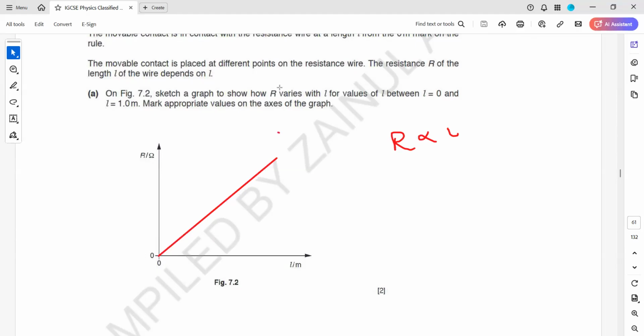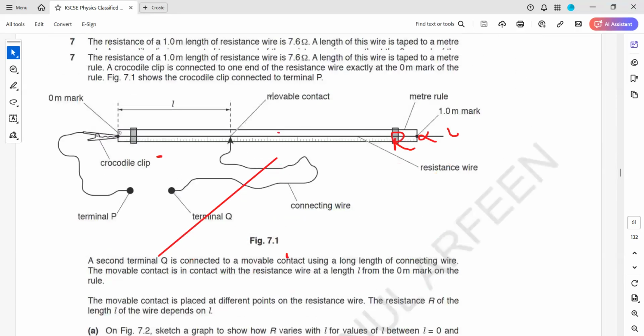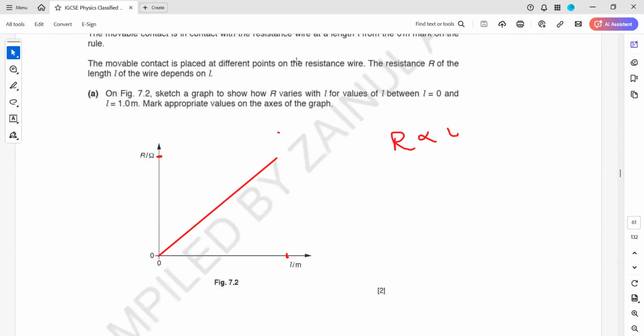Mark an appropriate value because it's a 1 meter wire. So the maximum length will be 1. And what about the maximum resistance? I mentioned the resistance of a 1 meter wire is how much? 7.6. So when the length is equal to 1 meter, what is the resistance? The resistance is 7.6. Yes, you have to, because it says mark appropriate values on the axes of the graph.